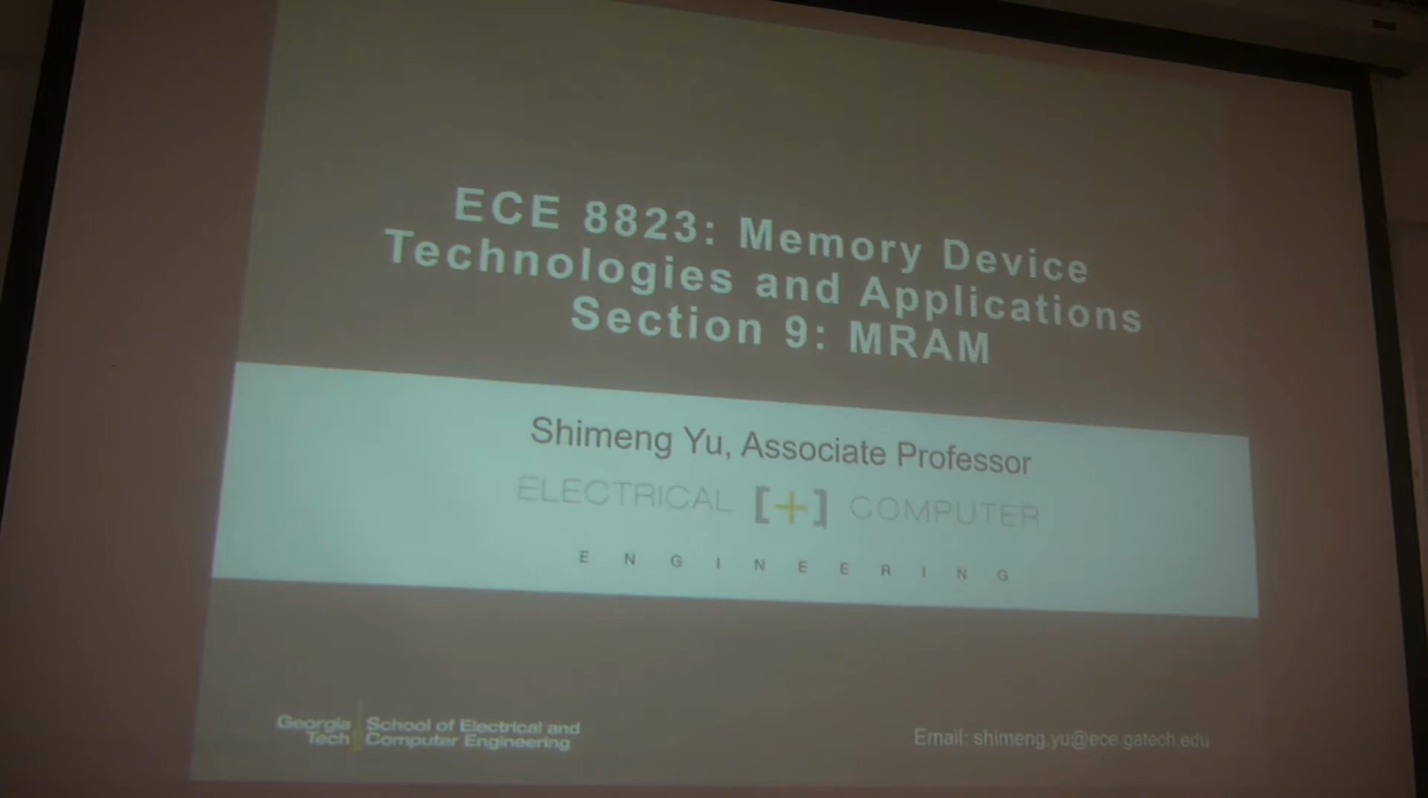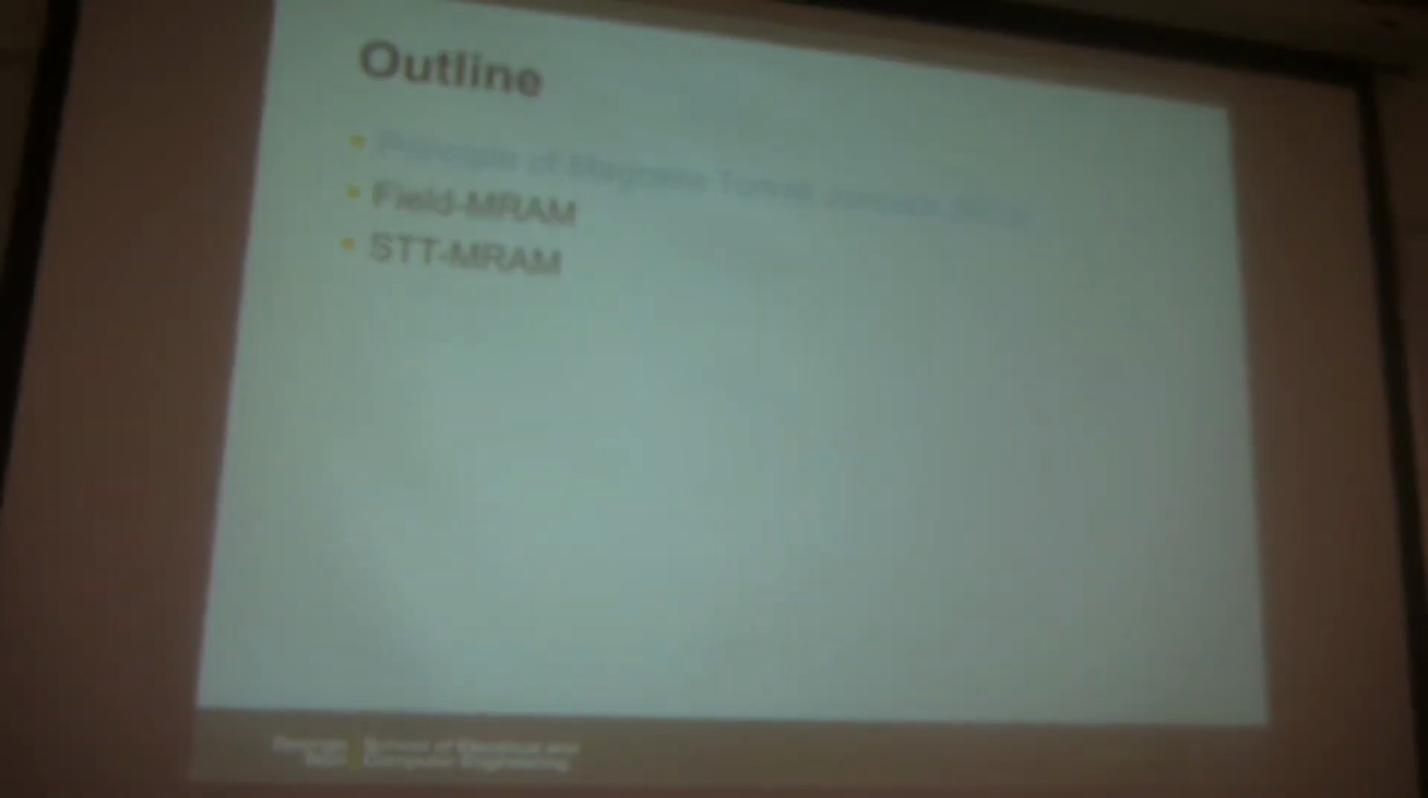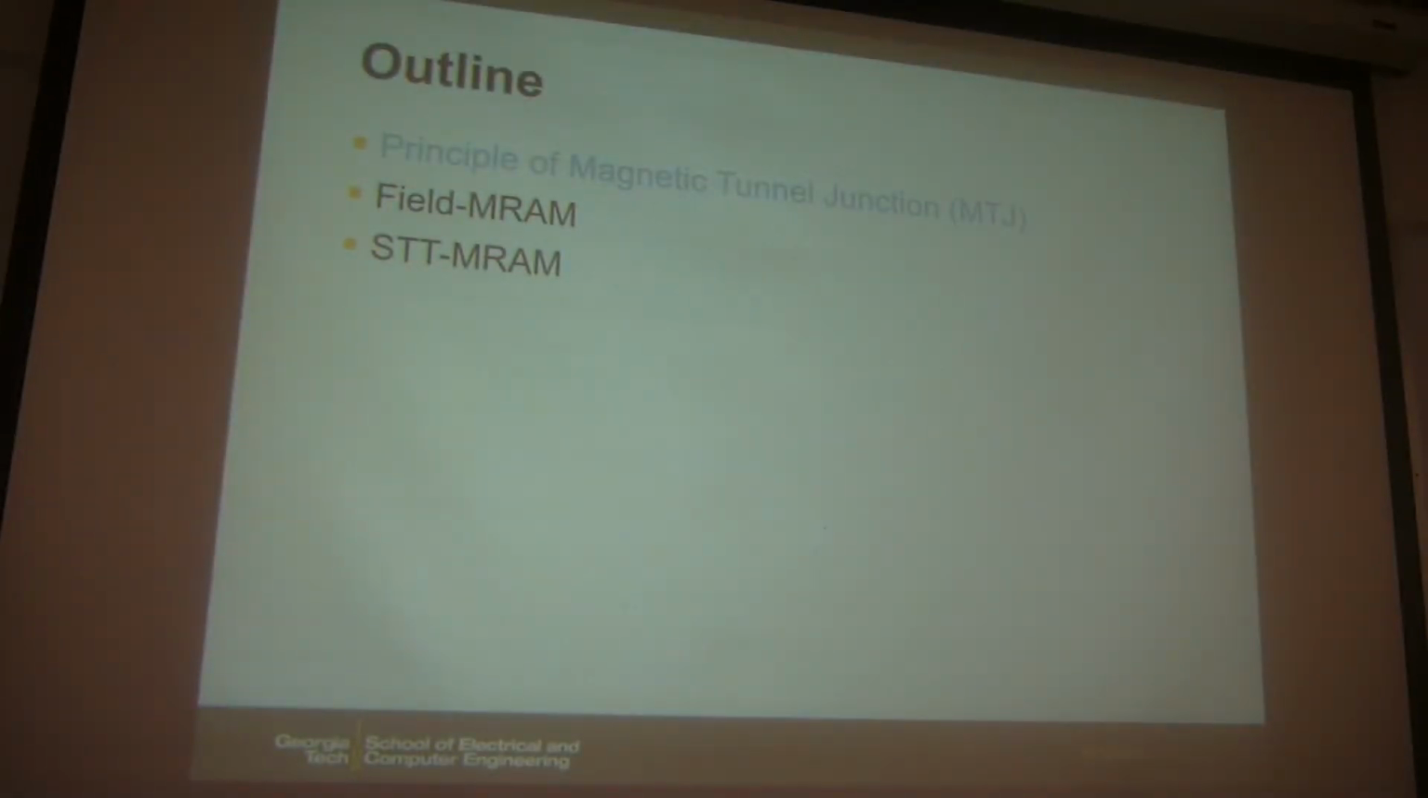So today we are going to discuss another emerging non-volatile memory technology, which is magnetic random access memory, MRAM. So this is the outline. First, we will talk about the building structure for the MRAM, which is the magnetic tunnel junction, MTJ.